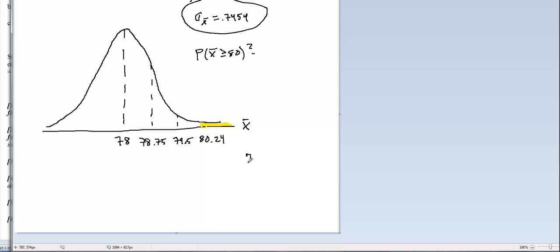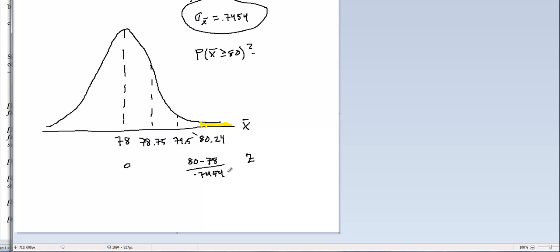Well, we know that this is going to follow a z distribution. We have the population standard deviation, which is 5. We know it's normal by the central limit theorem. The z distribution is always centered at 0. Now what we need to find is the z-score for 80, which is our frame of reference, minus the mean of this distribution, which is 78, over the standard deviation of this distribution, which is 0.7454.